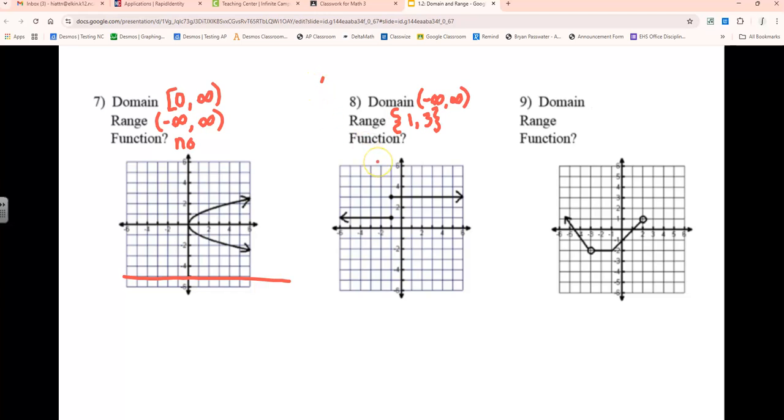All right. Is this one a function? This one's a little tricky on function. I see Abby shaking her head no. Do you guys agree? Why would this one not be a function?